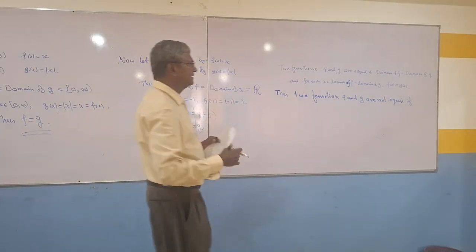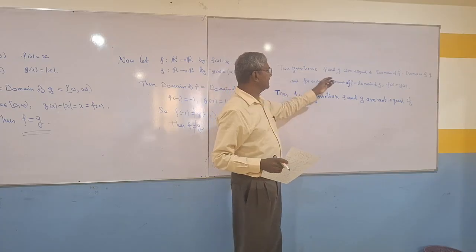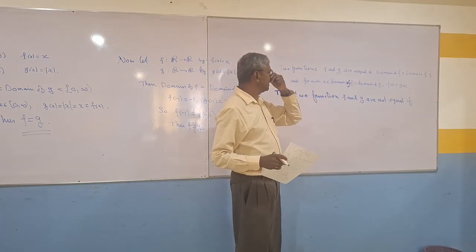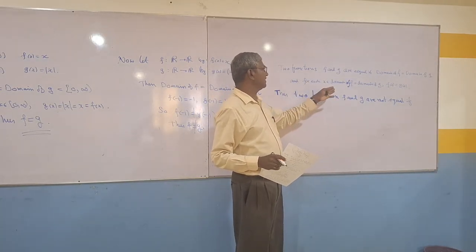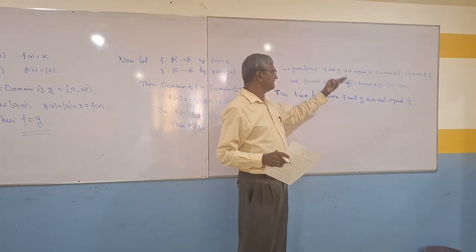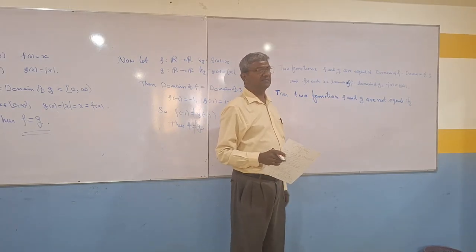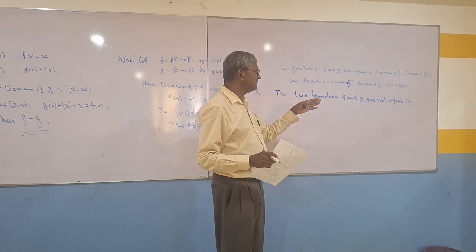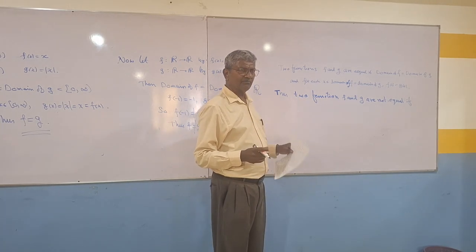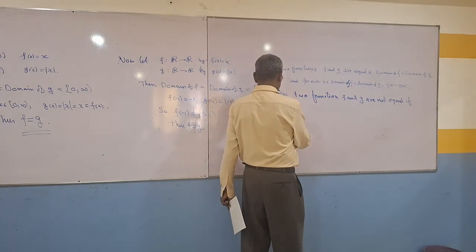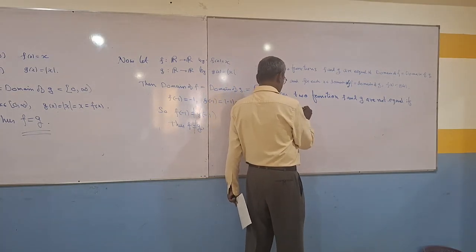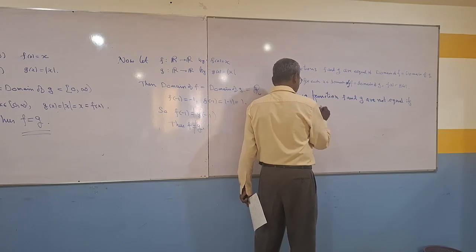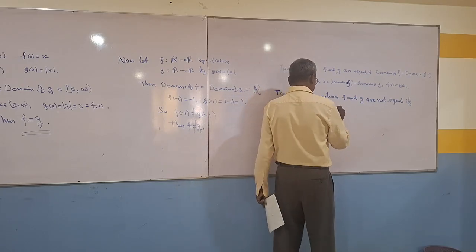Two functions f and g are equal if the domain of f equals the domain of g, and for each x belonging to the domain of f, f(x) equals g(x). So two functions f and g are not equal if the domain of f is not equal to the domain of g.